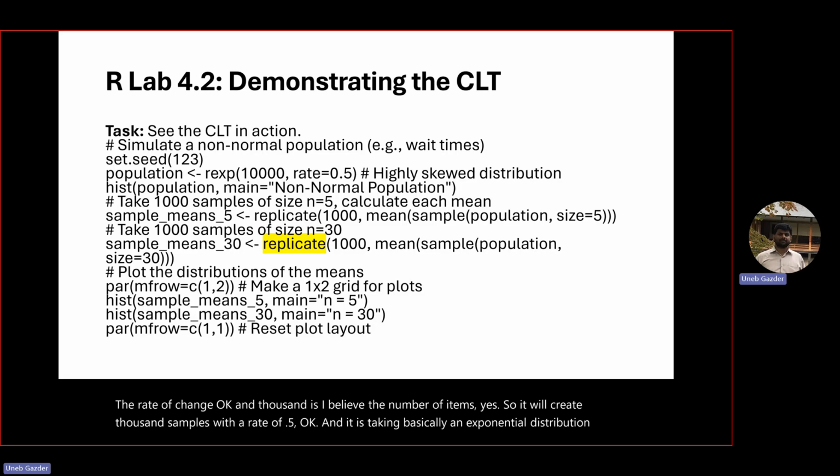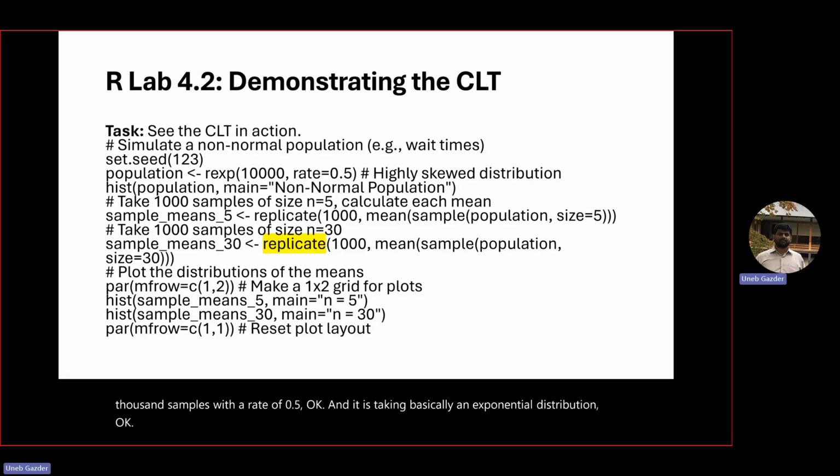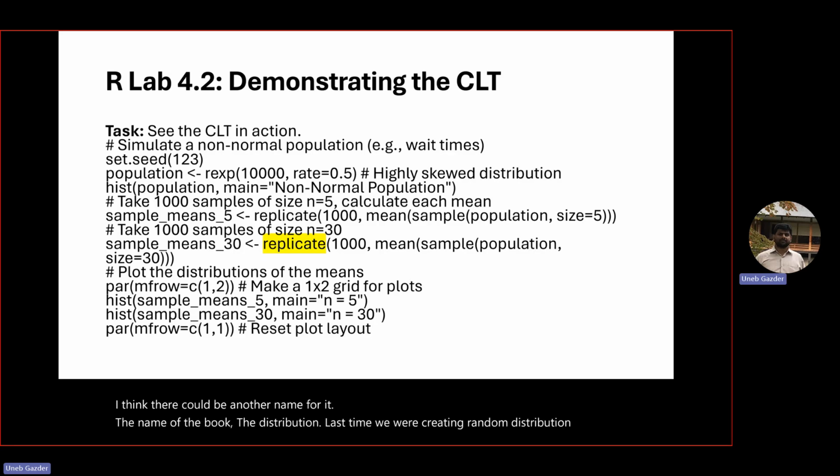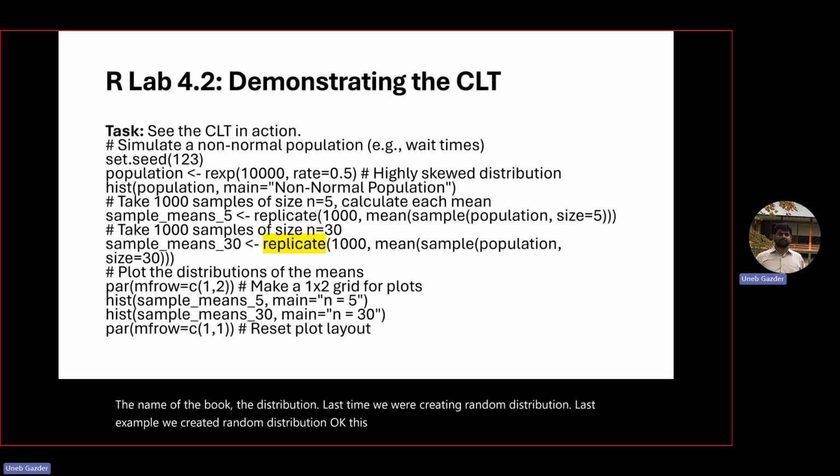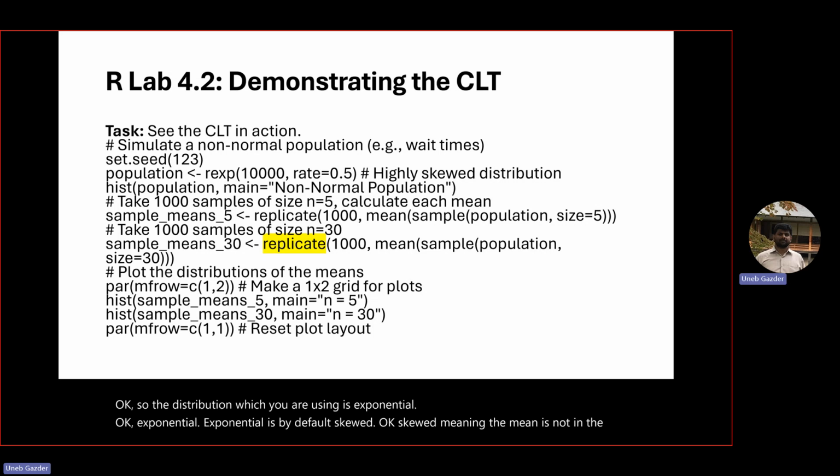What's the name for it? Exponential. I think there could be another name for it, the name of the distribution. Last time, in the last example, we created a random distribution. This will create a non-normal distribution. Okay, so the distribution which they are using is exponential. Exponential is by default skewed. Skewed meaning the mean is not in the center. The peak is not in the center.